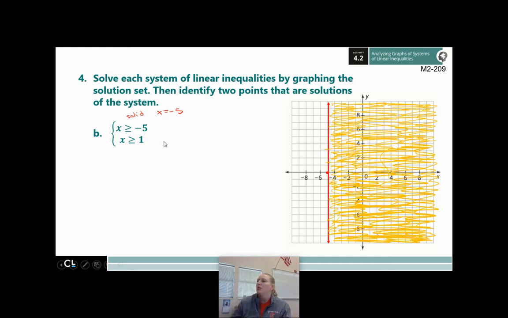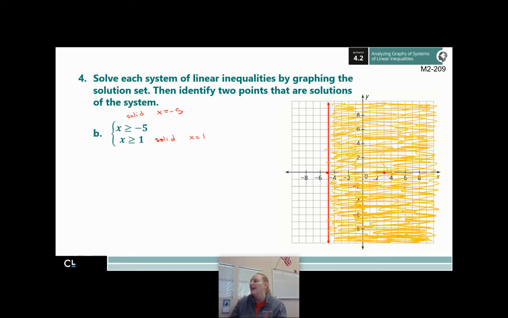Let's do something similar for this guy. We can see that the second one is also solid, right? He's got a little half and equal sign down there. And we're going to graph the boundary line at x equals 1. We'll make a nice solid line there. So x equals 1 is over here. That's wrong, isn't it? Hang on. I messed it up. That's okay.